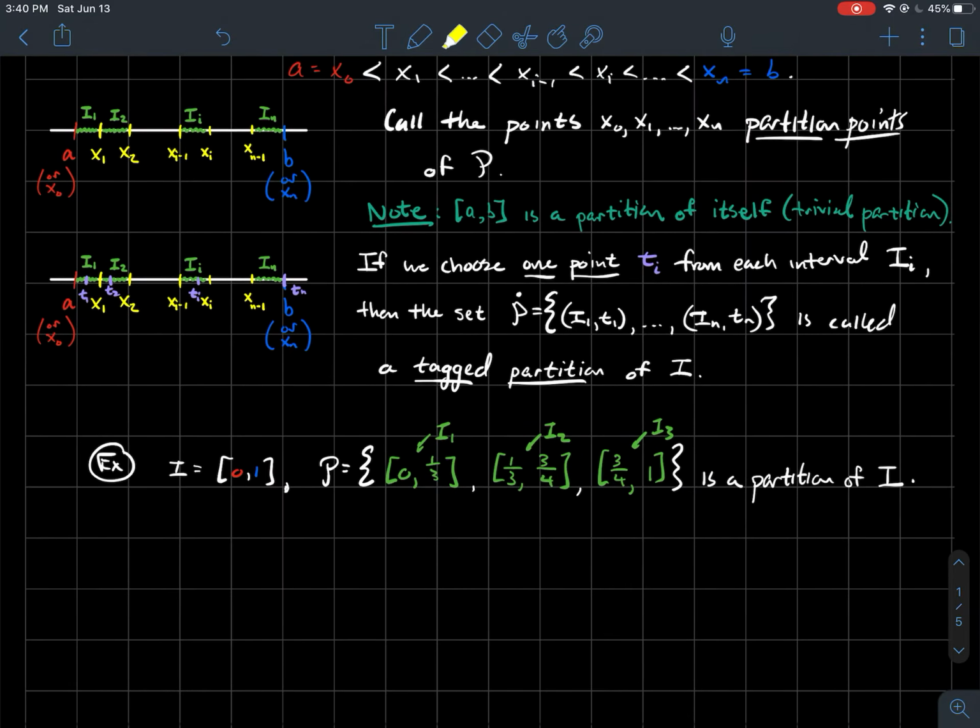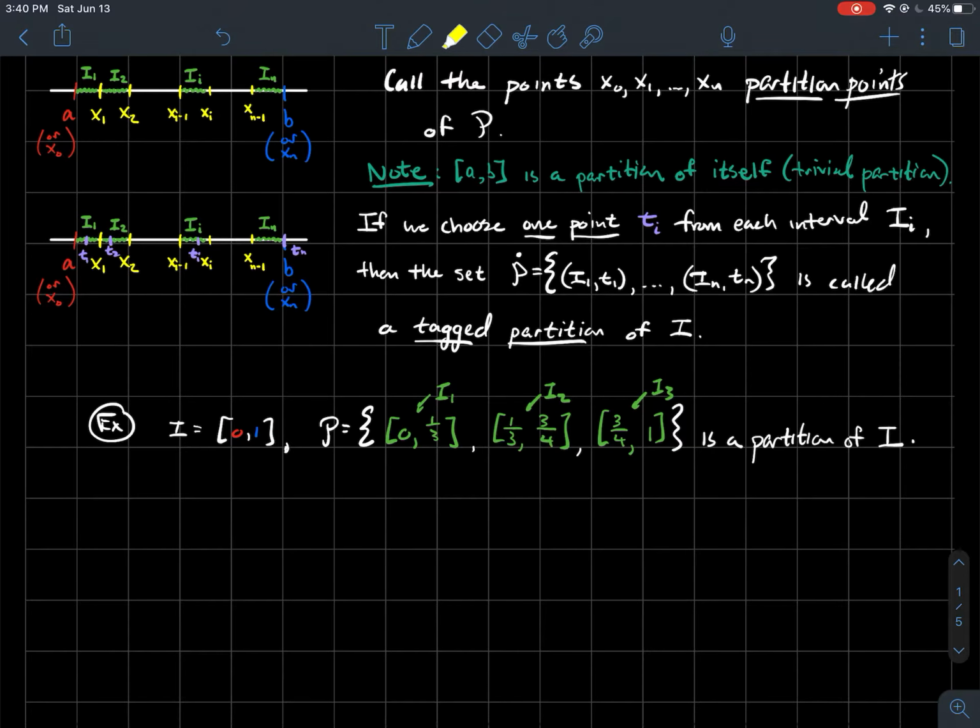So let's do an example. I've got this interval from 0 to 1, and let's say my partition is 0 to a third, a third to 3/4, and 3/4 to 1. I tried to pick this so that they're not equally spaced intervals. There's 3 of them in there. There could be 179 in there. Who cares? That's a good partition of I. And so what did I do? I'm just chopping 0, 1 into some different pieces, and that's it.